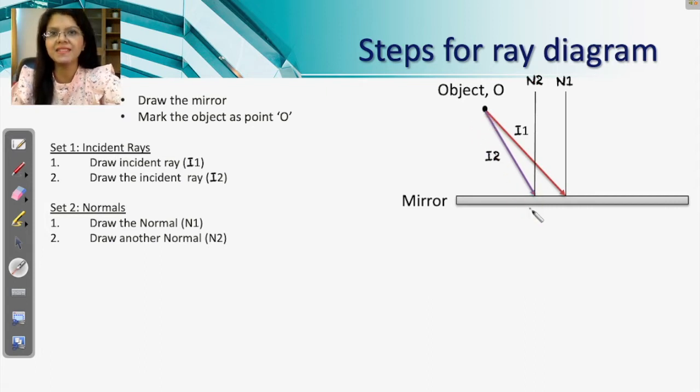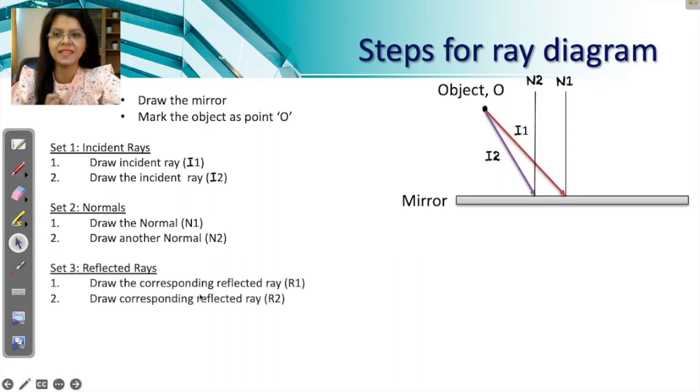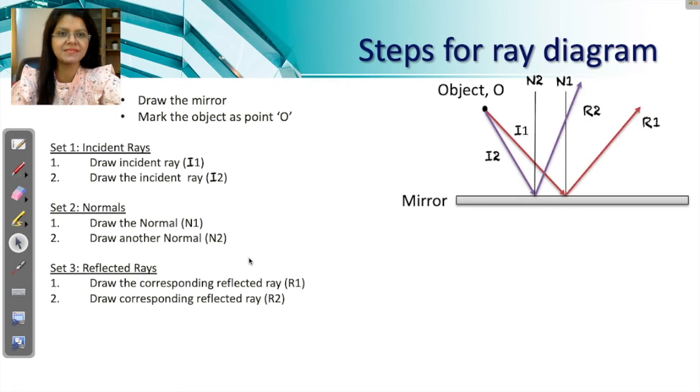So what should be the next step? Logically, if you are saying that the next step should be to draw the reflected ray, you are 100% correct. So the next step, which is a set of steps which we call set 3, is to draw the reflected rays. Draw the corresponding reflected rays R1 and R2. R1, which is corresponding to I1, the red ray of light which is coming and hitting the mirror, is getting reflected as R1.